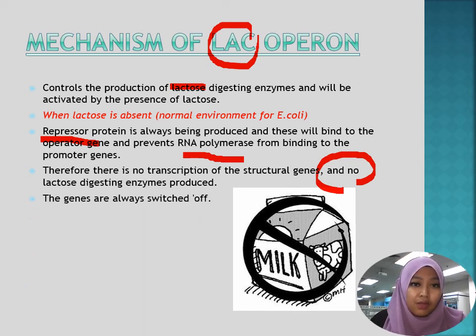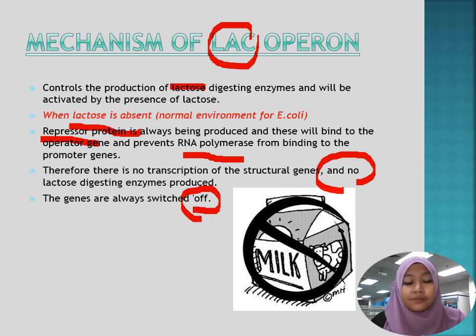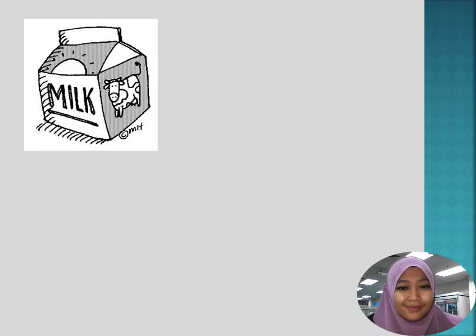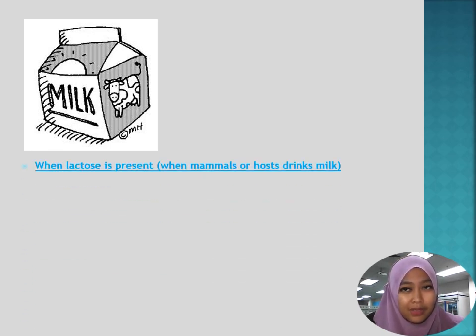So right now, when we do not drink any milk, the gene is off, meaning that the enzyme that produces the lactase is switched off. We do not drink milk, so obviously no enzyme is being produced to digest the milk. Okay, when the host or mammal drinks milk, what happens? Normally when mammals, the humans, drink milk, the body will produce the enzyme to digest that particular food.